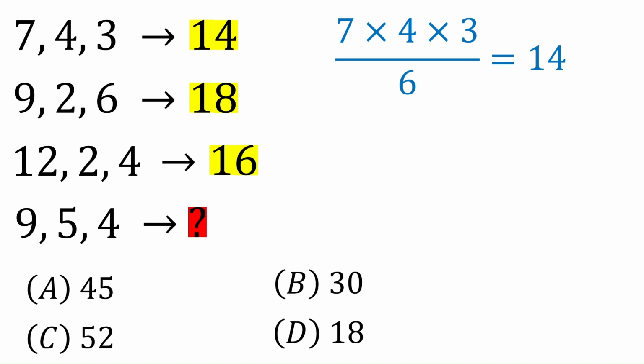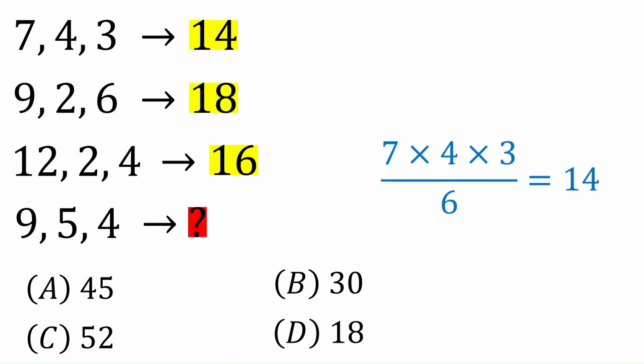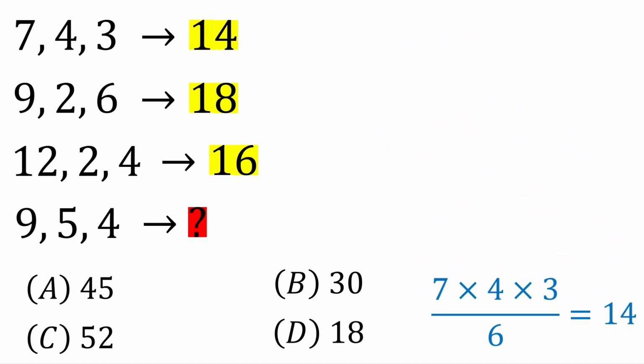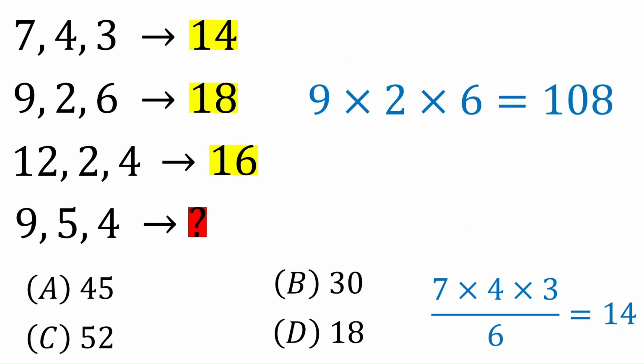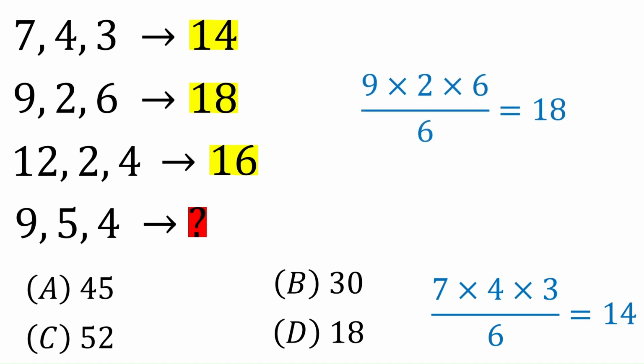Let's put that down in the corner and see if we can replicate that for the second one in the line. Multiplying all of 9, 2 and 6 together gives 108. Dividing by 6 gives 18, exactly what we want. And we can see here we needn't do the entire multiplication anyway. 6 and 6 on the bottom cancel nicely, giving 9 times 2 as the only numerator, which is 18.